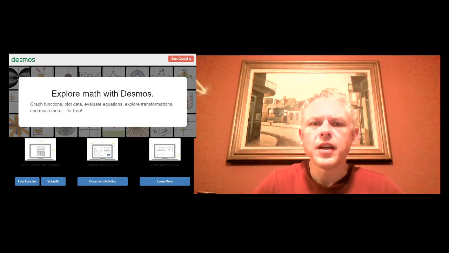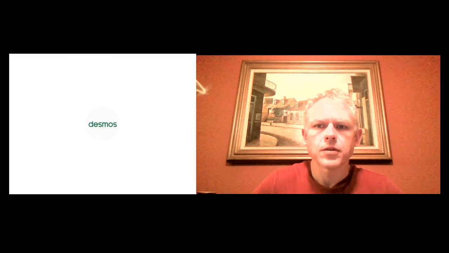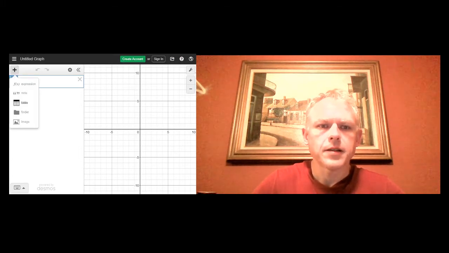All right, in this video, I'm going to go over how to do a quadratic and a cubic regression in Desmos. Let me get into the web browser. Okay, there's Desmos. I'm going to click Start Graphing. All right, first thing, we need to add some data. So let's add item, add a table.